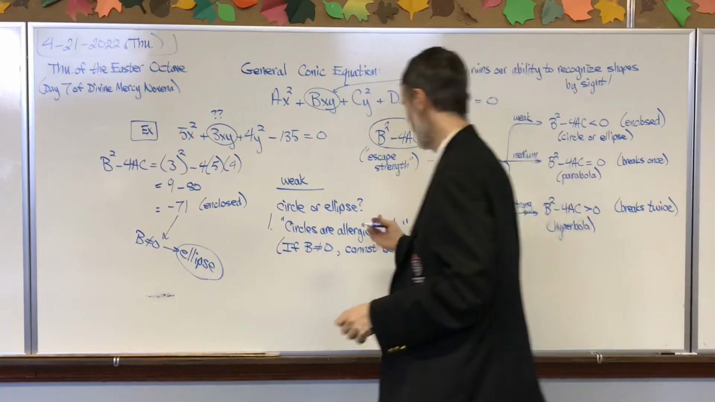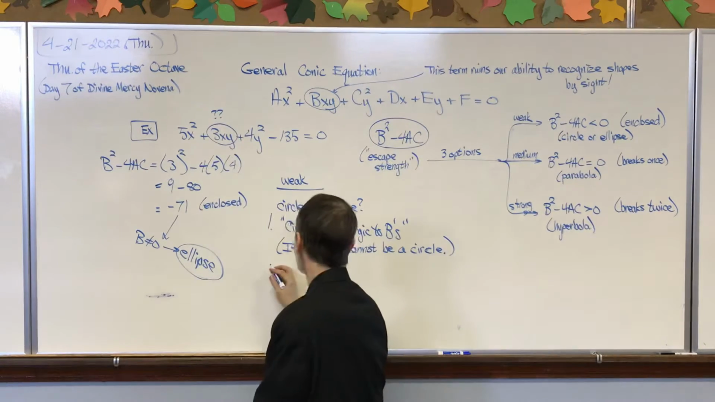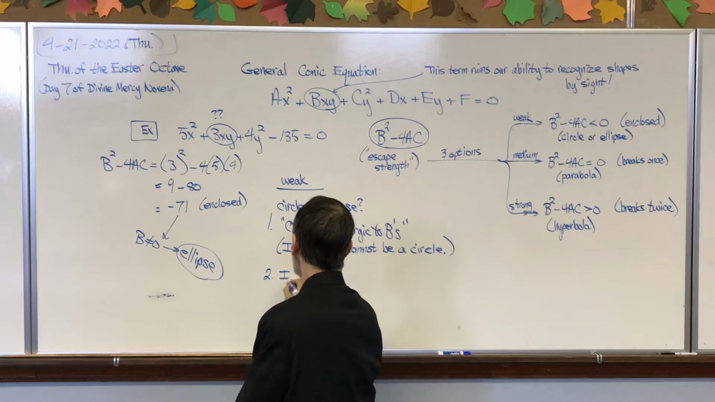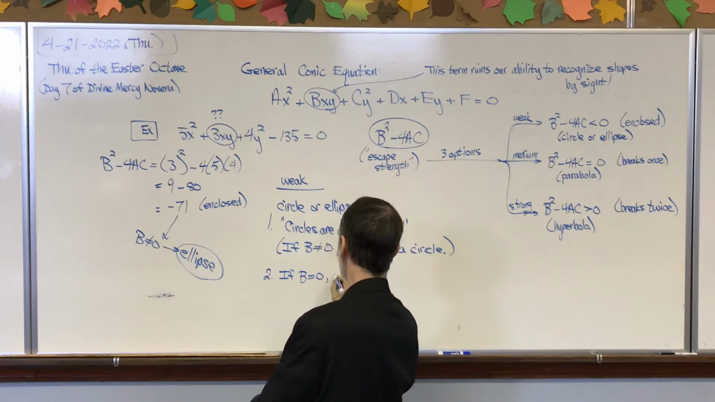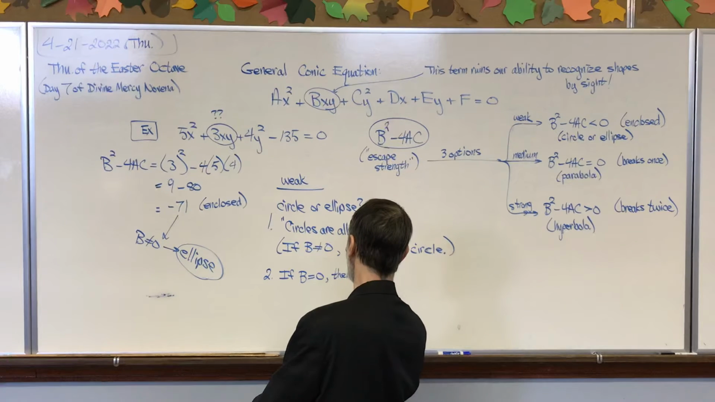The second thing is, if B is equal to 0, then find the shape like normal.